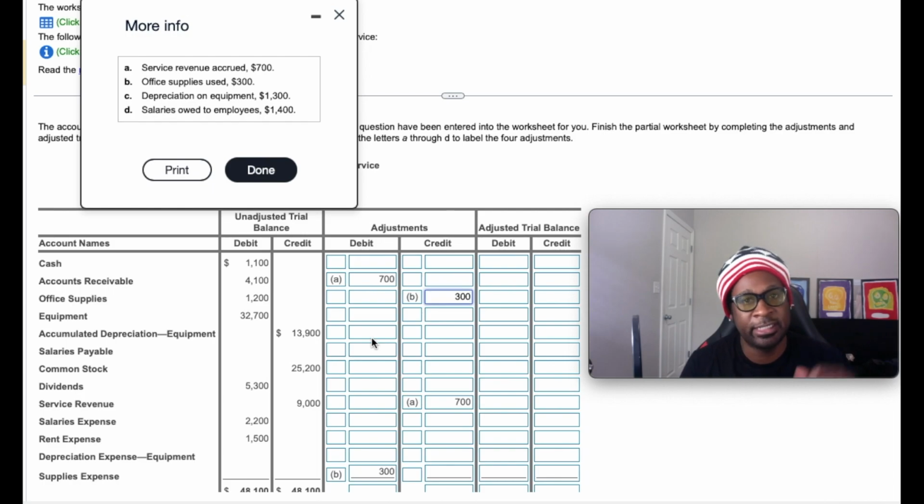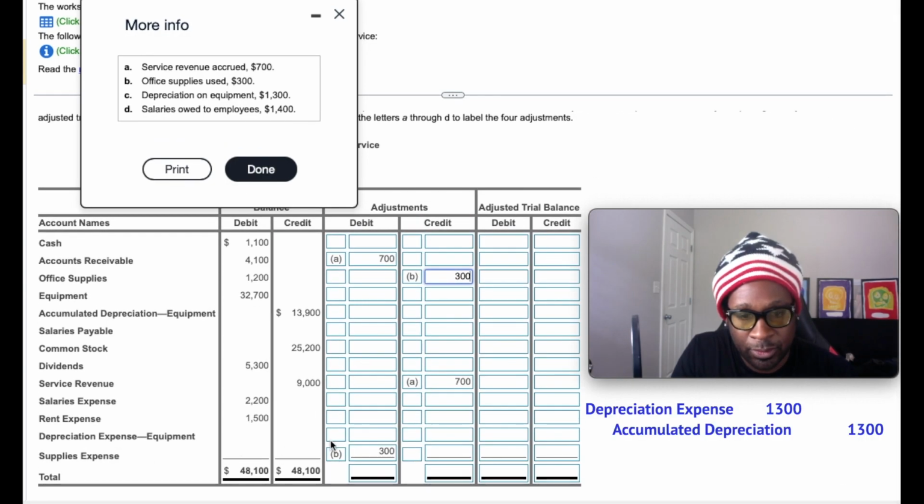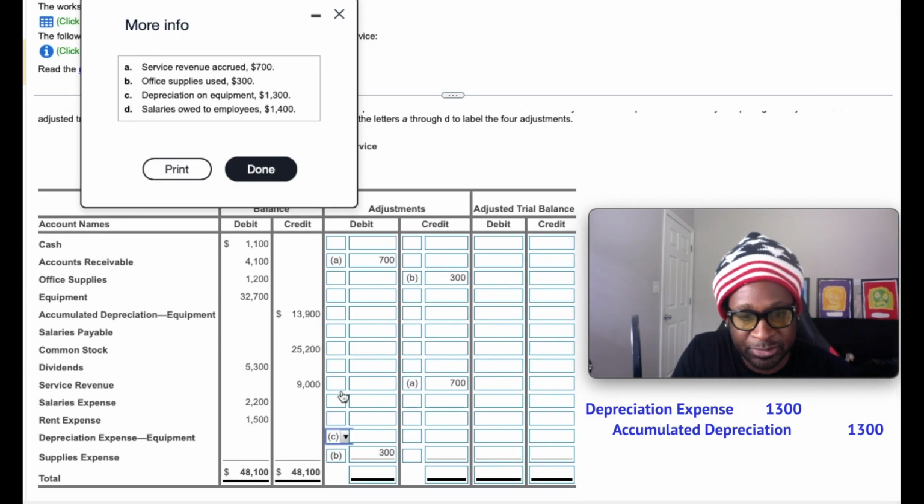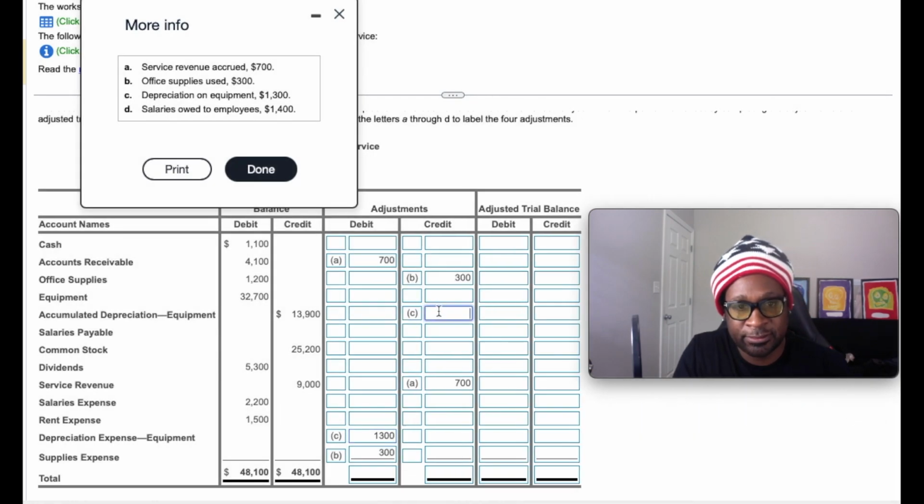Moving on. Next, we have depreciation for the equipment of $1,300. Easy breezy, gang. Debit depreciation expense, credit accumulated depreciation for the equipment. So we're going to go to C under depreciation expense, and that would be debited for the $1,300. And we're going to find accumulated depreciation on the credit side for the $1,300.